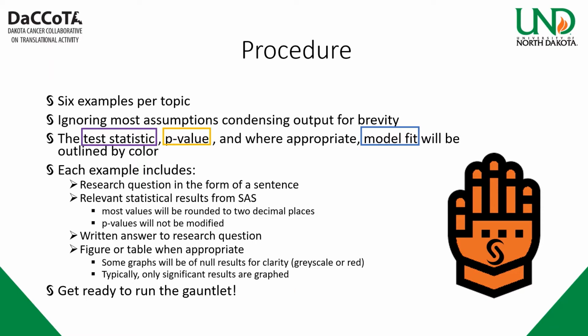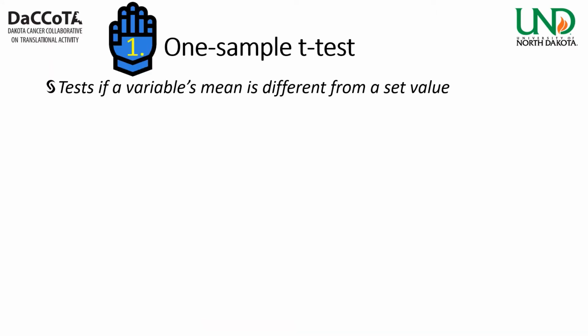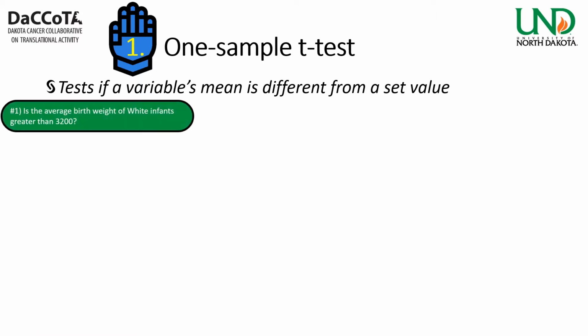So get ready to run the gauntlet. Let's get started. All right, let's get this gauntlet party started. We'll start with the one sample t-test. It tests if a variable's mean is different from a set value. So for each of these, we have to have a set value, which we'll give. For example one, we have the average birth weight of infants and whether it's different from this value of 3,200.